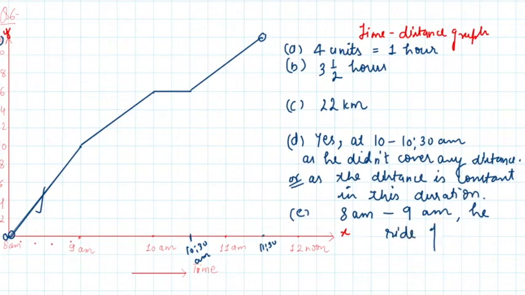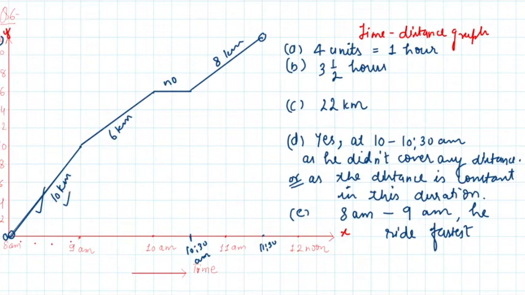He rode fastest because here he has covered how much distance? From 0 to 10. 10 kilometers here he has covered. If you see here 16 and 10, so 6 kilometers. Here no distance because it is constant. Now here it is 16 and this is 22. And 22 minus 16 will be how much? It will be 8 kilometers. So he has covered the maximum distance from 8 a.m. to 9 a.m. So this was question number 6.